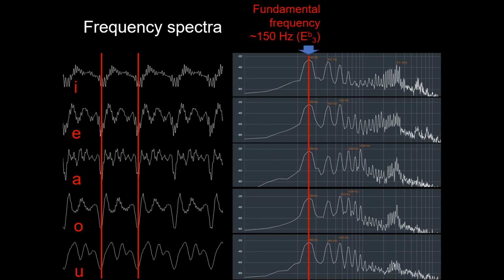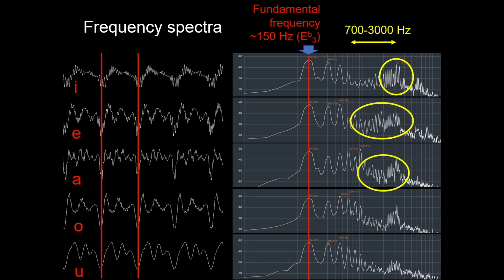What is interesting is the high harmonics, especially between 700 to 3000 Hz. We can see the E vowel is dominated by higher harmonics around 3000 Hz. A has a more even distribution of high harmonics. There's a dip in the 2000 Hz harmonics for R, which is even smaller for the vowel O, whereas the vowel U has the smallest contribution from high harmonics.